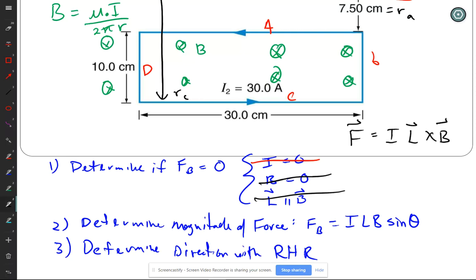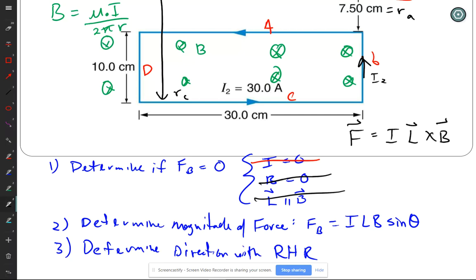So if I look at side B, my current in side B is going like this, which means that I'm going to use that for the direction of L. So I take my right hand, I put my index finger in the direction of that current, so my current's going up, index finger's up. Then I need to orient my hand so my middle finger points in the direction of which vector?